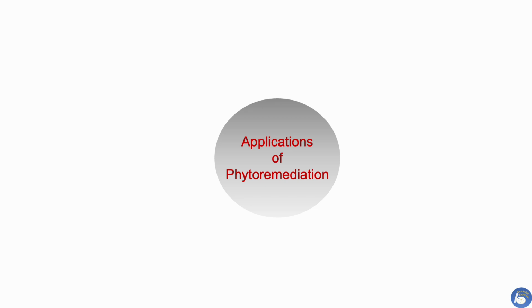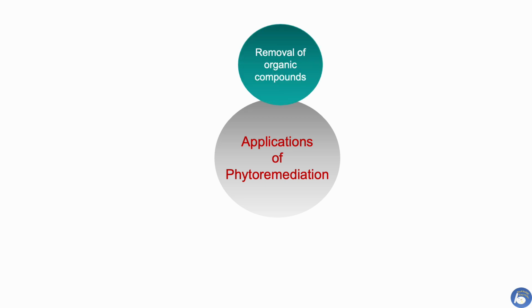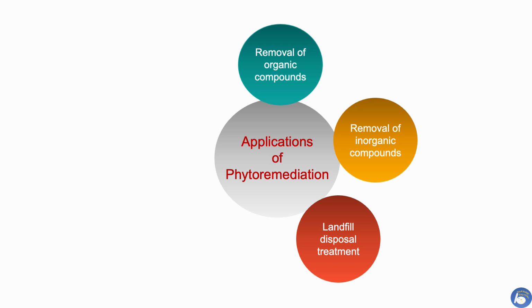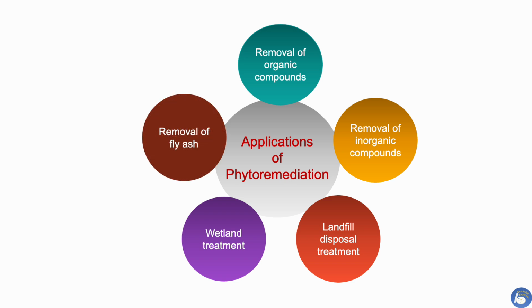And now, what are the applications of phytoremediation? Phytoremediation can remove organic contaminants from the environment. It can also remove inorganic contaminants. Lands where waste is disposed can be treated by phytoremediation. Wetlands like marshes, swamps, or mangroves can be restored by phytoremediation. It can also remove fly ash. Coal fly ash is one of the major air and land pollution constituents. Phytoremediation is a practical and cheap way for revegetation of fly ash dump sites.